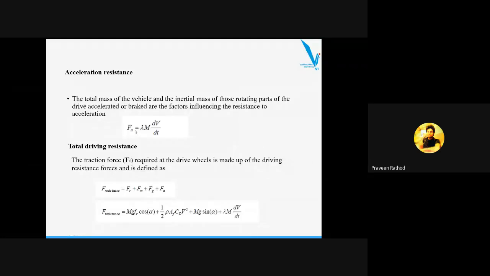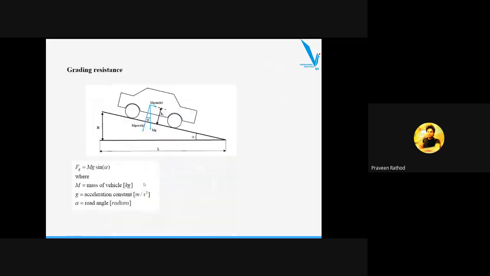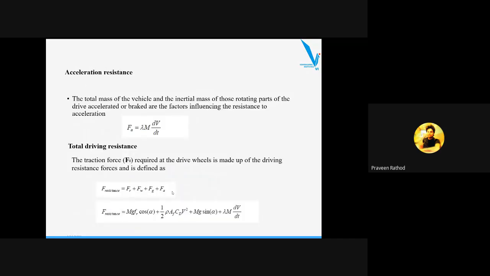So the total driving resistance can be indicated with the help of this. The total driving resistance, that is, the traction force required at the drive wheel, is made up of driving resistance forces, which are defined as Fr, Fw, Fg. As I explained, all the parameters like aerodynamic resistance, rolling resistance, acceleration resistance Fa, aerodynamic drag Fw, then grading resistance, can all be written over here.